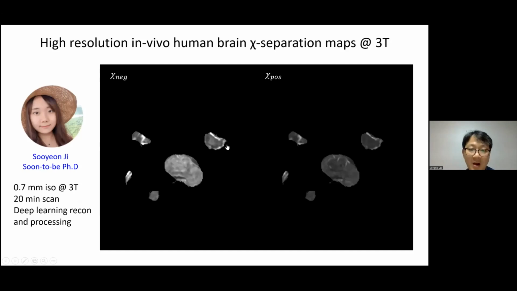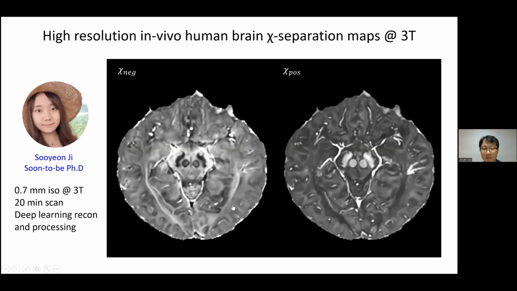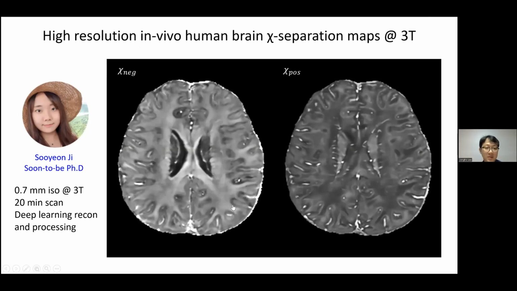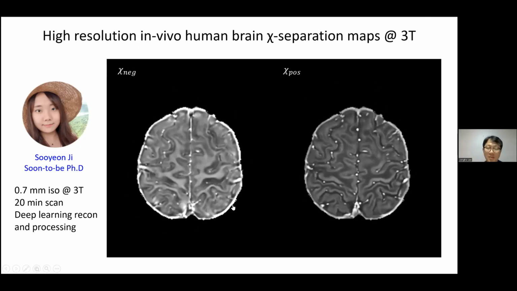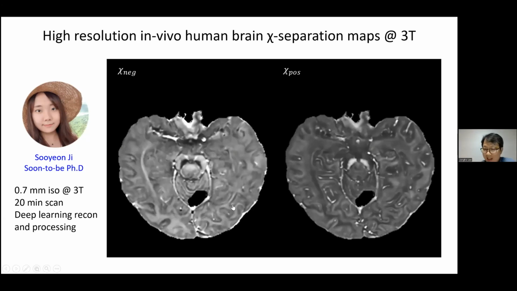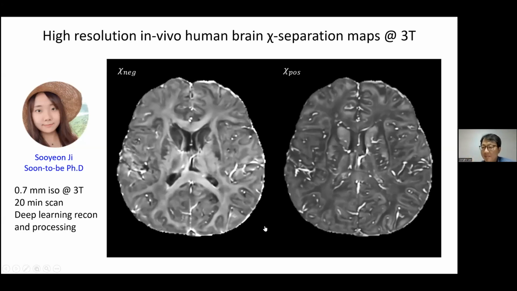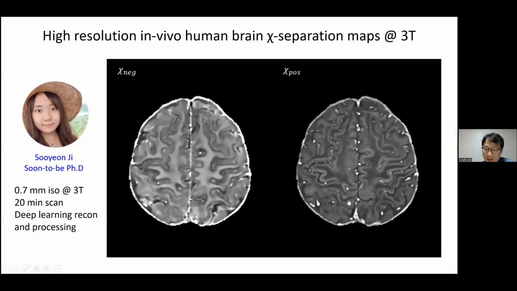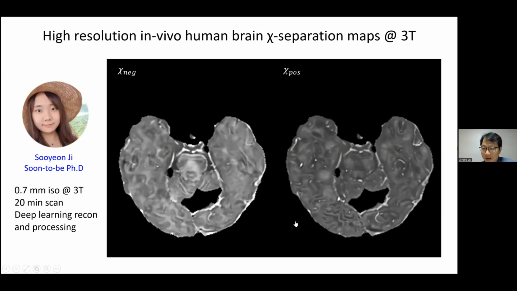And that's our final result of the high resolution 3T in vivo result. Again, that's 0.7 millimeter isotropic voxels at 3 Tesla, again 20 minutes. And that uses a lot of deep learning reconstruction as well as processing. So again, there have to be some errors. Deep learning always comes with some limitations. But again, it tells you a lot of details that you probably expect to see from anatomy.